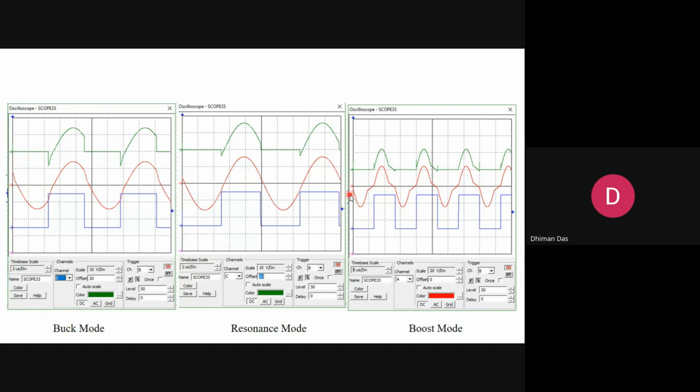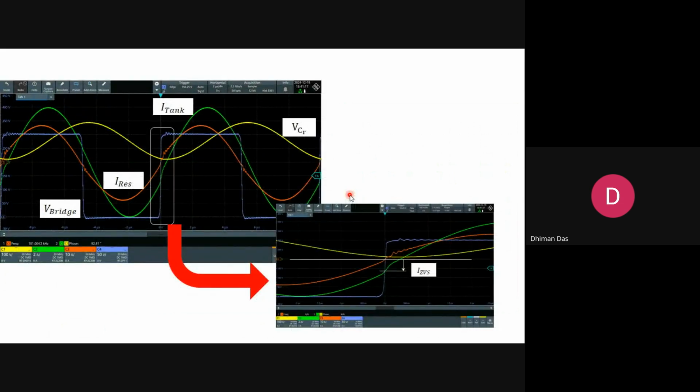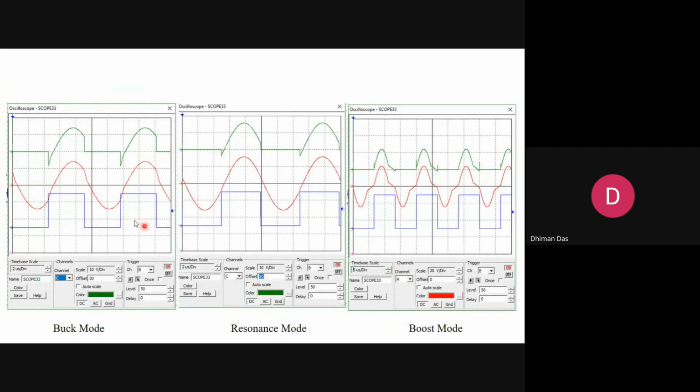So at boost mode, you can get higher gain compared to input voltage, but in buck mode also you can have lower gain compared to input voltage. This picture I showed yesterday also. You can see when switching in the simulation also, you can observe the same thing here.